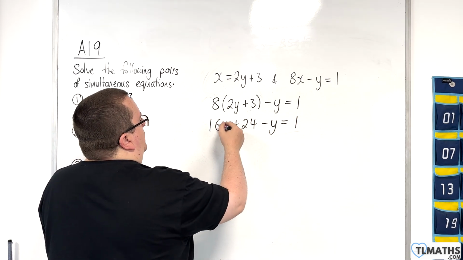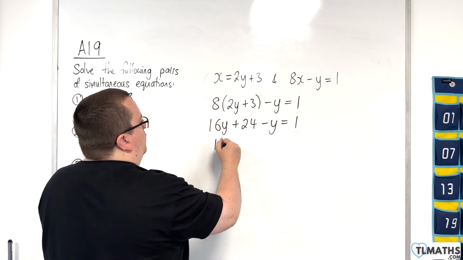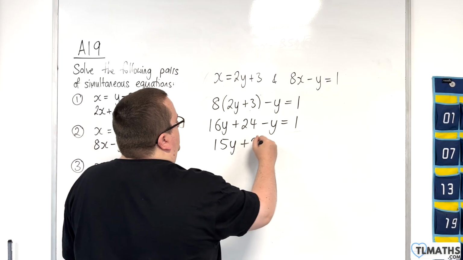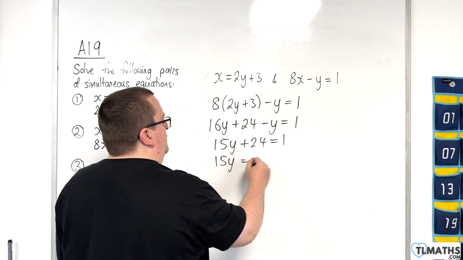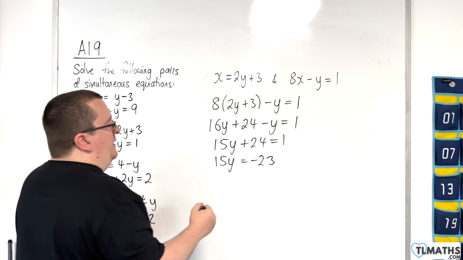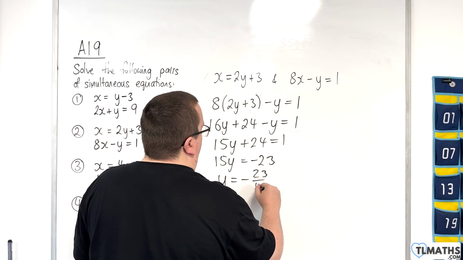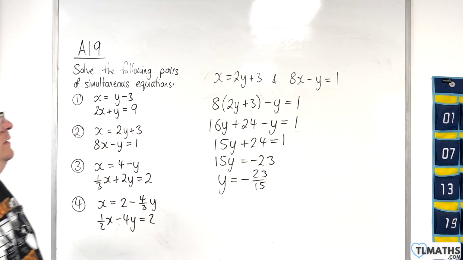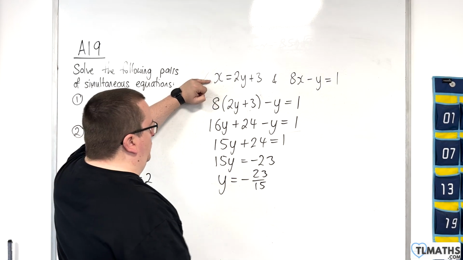So if I get the 16y take away y, that's 15y. Let's leave it there for the moment. Let's subtract 24 from both sides now, so minus 23, and then divide through by 15, so y is equal to minus 23 over 15. Okay, so then we want to substitute that into the x equals.